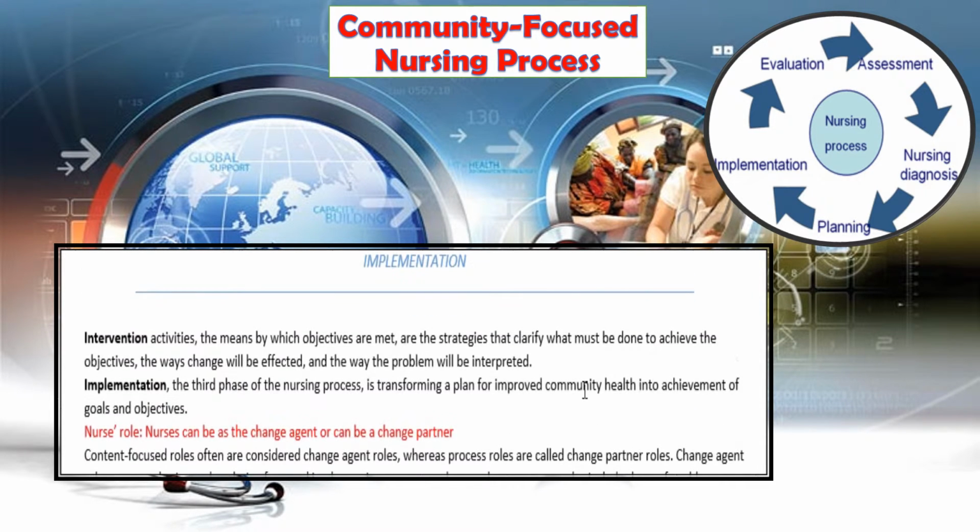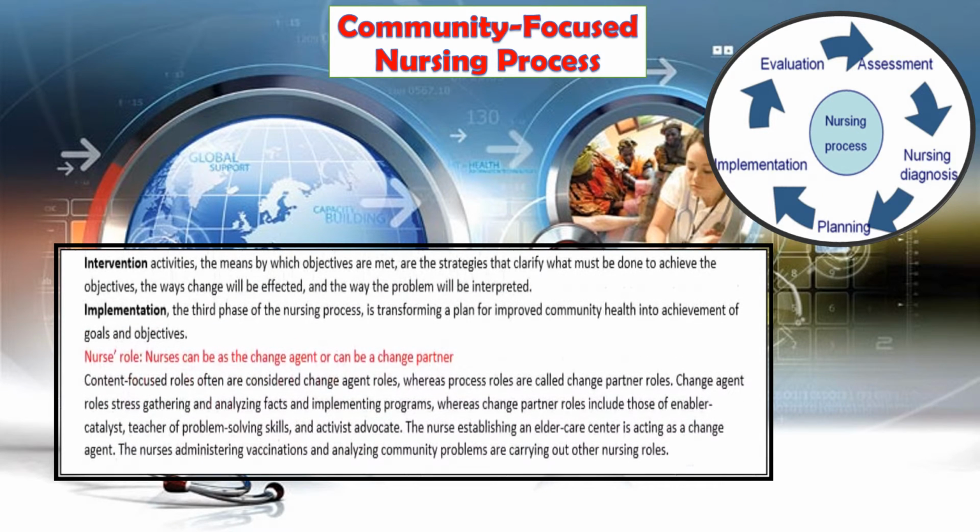Okay, the next thing I want to talk about is implementation, part of the nursing process. Intervention activities, the means by which objectives are met, are strategies that clarify what must be done to achieve the objectives, the ways the change will be affected, and the ways the problem will be interpreted. Implementation is the third phase in the nursing process, as you may well know already. It is transforming a plan for improved community health into an achieved goal and objectives. This is when you're actually going to do something about it.